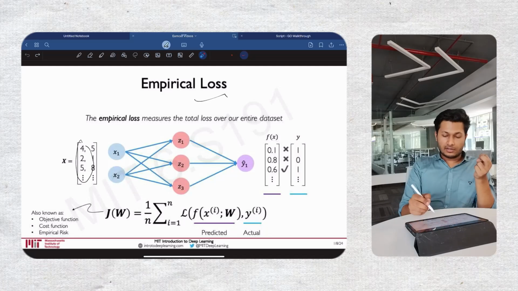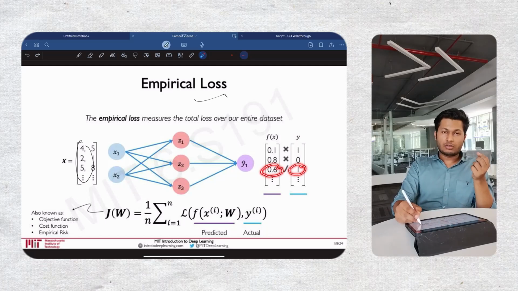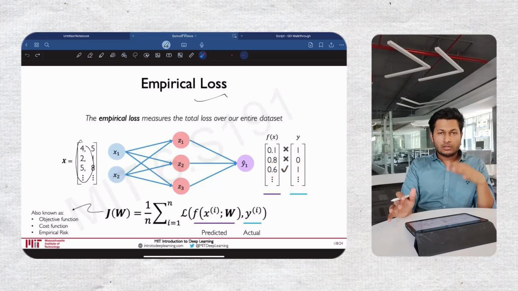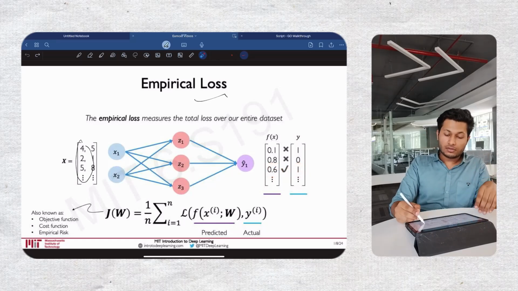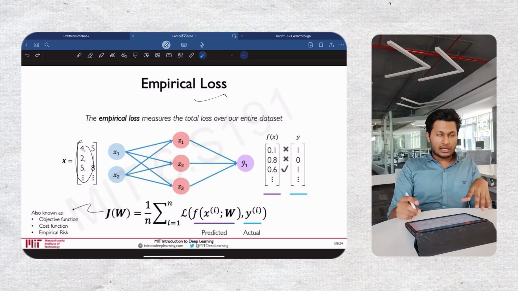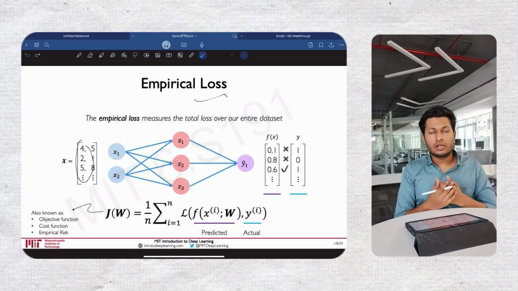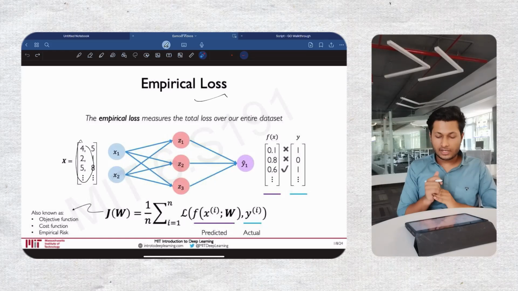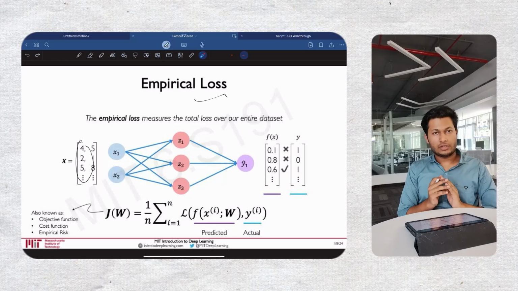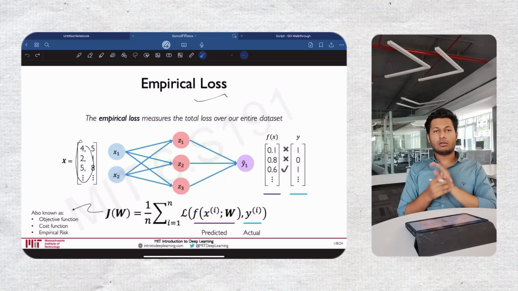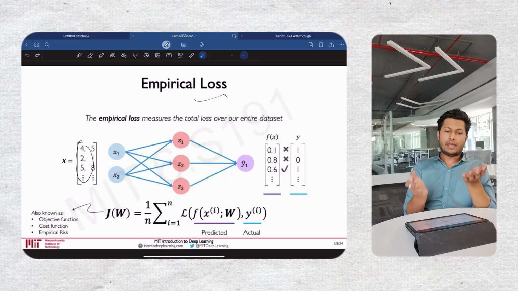Now with 5 and 8 we have a predicted output of 0.6, and an actual output of 1, so it is close to the actual output, and that's why we will give feedback of true to our neural network. We will learn what these feedbacks are and how they favor our model. Right now you have to understand that we give feedback to a neural network by looking at the loss between the predicted output and the actual output.